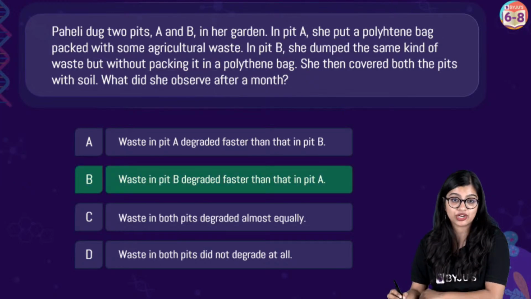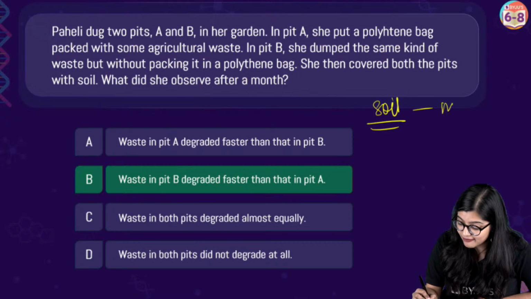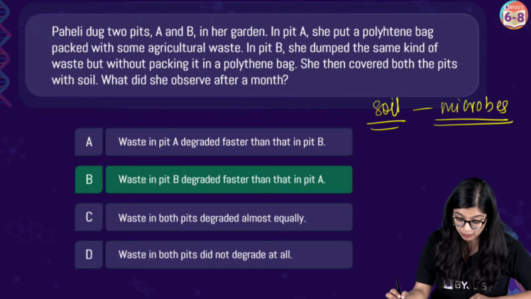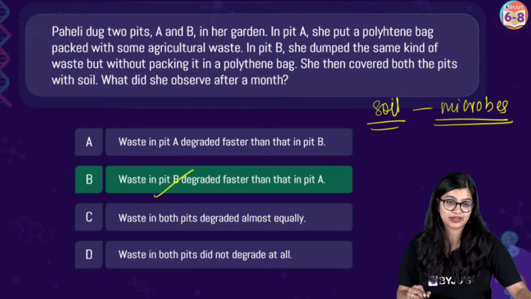You have progressed this much. Now, in the soil, we know that there are various microorganisms which are present that facilitate the process of decomposition, and waste in pit B degraded much faster.